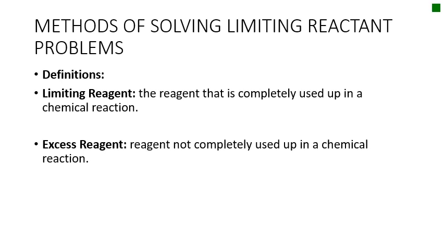Good afternoon. Today I'm going to show you the different methods for solving limiting reactant problems. Let's start by identifying the key parts of our chemical reaction. Up until now, we have assumed that the perfect amounts of each reactant are going to react together. However, this normally does not happen for a variety of reasons.